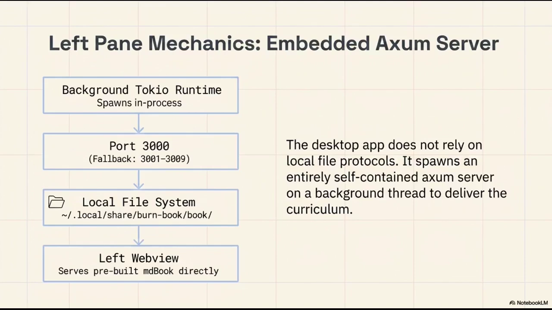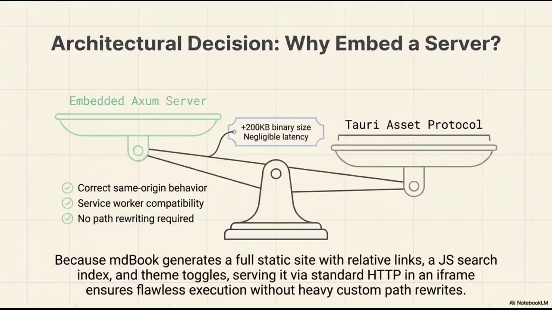This server then attempts to bind to port 3000, with a fallback range from 3001 to 3009 if the primary port is unavailable. Once active, this server directly accesses the local file system, specifically the content located at $1. Finally, the web view then serves this pre-built MDBook content directly from our embedded Axum server, ensuring a smooth and self-sufficient user experience.